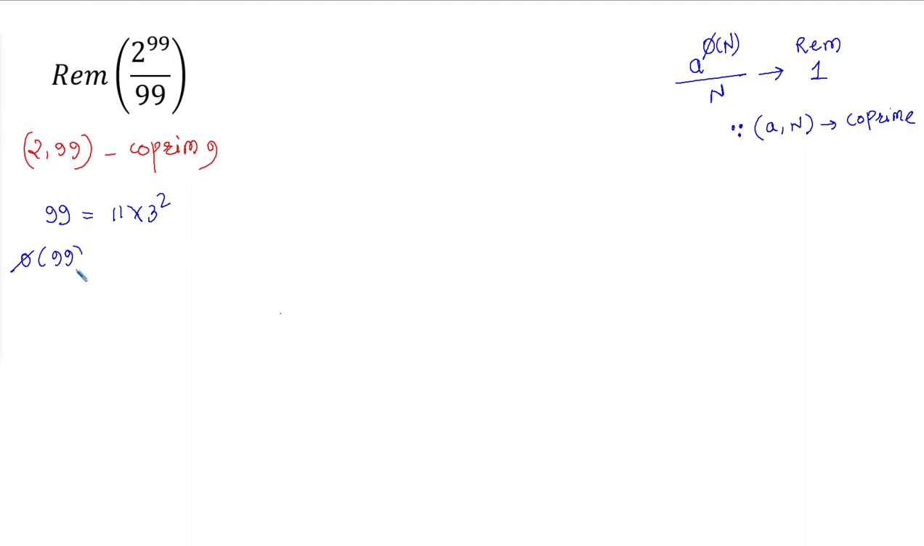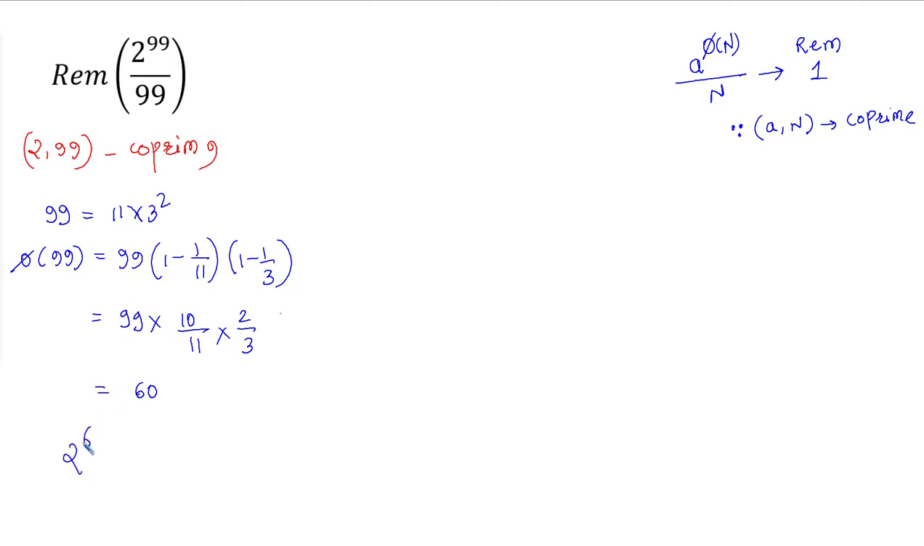The Euler of 99 is going to be how much? 99 into 1 minus 1 by 11, into 1 minus 1 by 3. That is equal to how much? 99 into 10 by 11 into 2 by 3. That is equal to 60. So from this we can say that 2 to the power 60 divided by 99, the remainder is going to be how much?